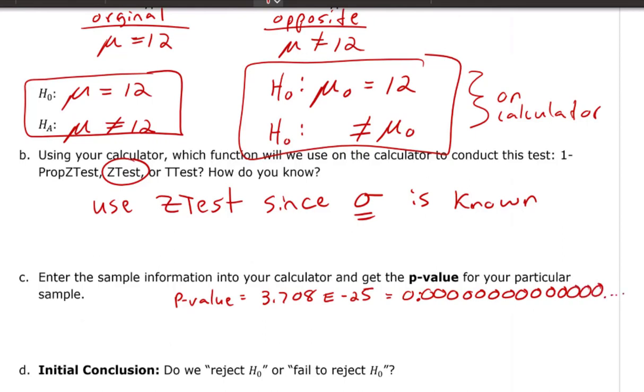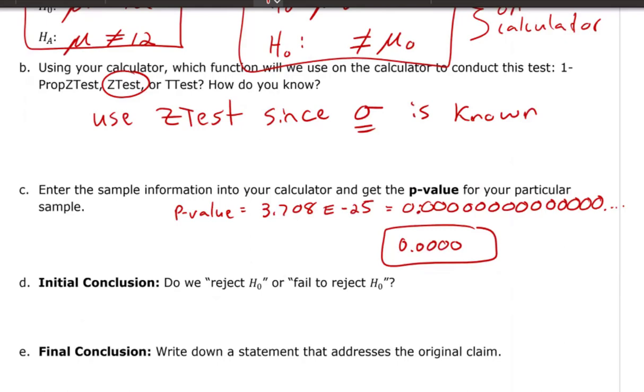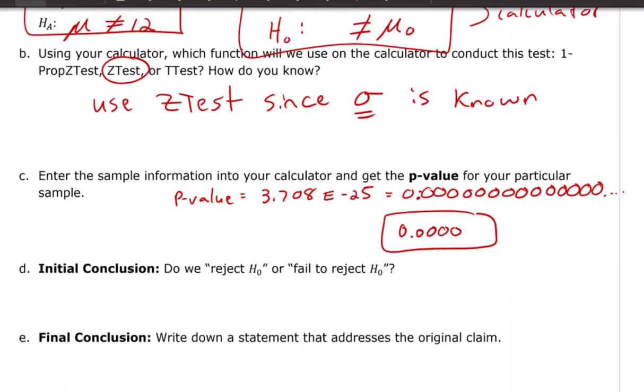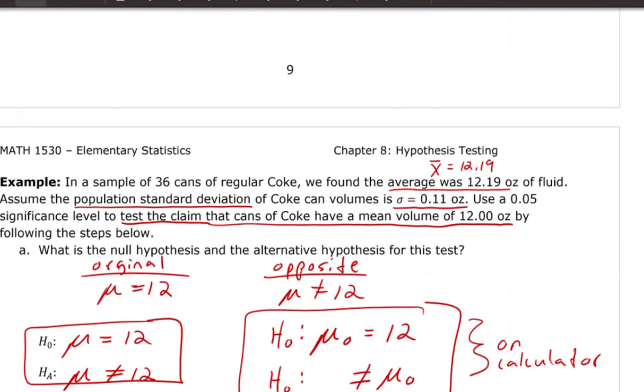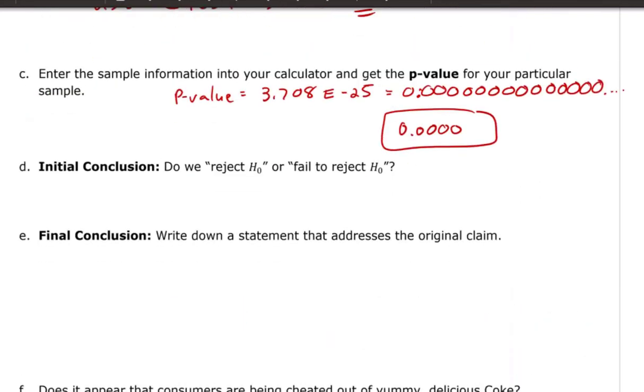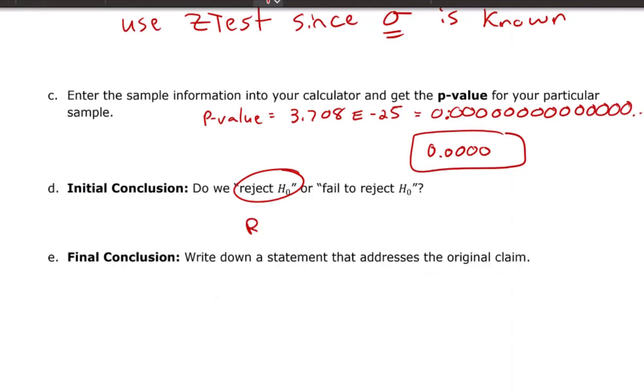If you had to round it on MyLabs to, like, 4 decimal places, you would do like 0, 0, 0, 0. Okay, so very, very tiny number. And then initial conclusion: do we reject or fail to reject? Since the p-value is 0, essentially, and our significance level is 0.05, the p-value is less than the significance. So definitely p is low. The null must go. So we reject.